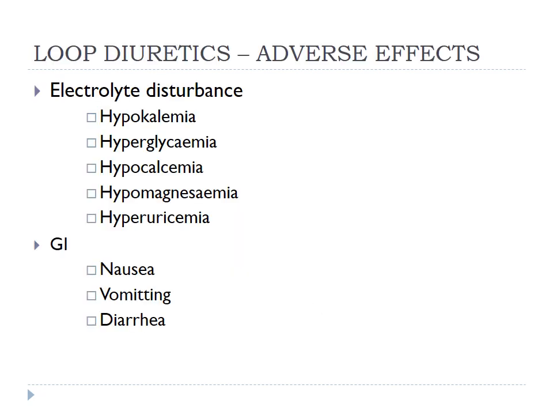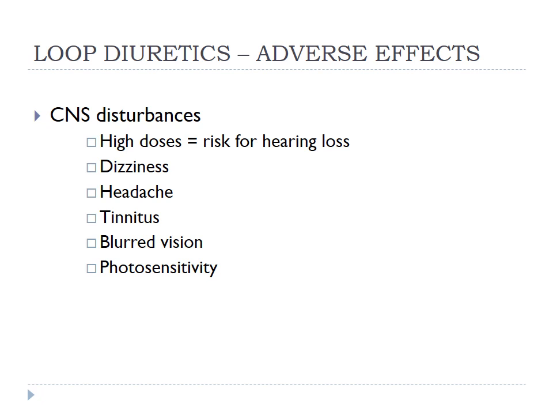Loop diuretics, adverse effects: hypokalemia again. So there's another with hypokalemia, hyperglycemia, hypercalcemia similar, high magnesium different, and high uric acid, similar to the last one, certainly. Okay, cool. GI: nausea, vomiting, and can cause some diarrhea. We can have some CNS disturbances. High doses can give you a risk for hearing loss, dizziness, headache. You can have tinnitus, which is ringing in the ears, some blurred vision, and some photosensitivity from it.